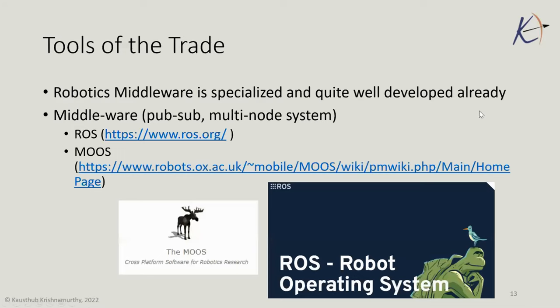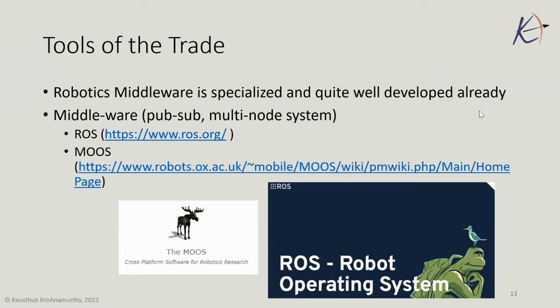Let's talk about tools of the trade, right? So now, we're used to deploying our models to endpoints that are called within apps. That's pretty much run-of-the-mill at this point. Loads of people are doing that. But robotics has developed its own need for its own middleware so that it can interface between different components, right?